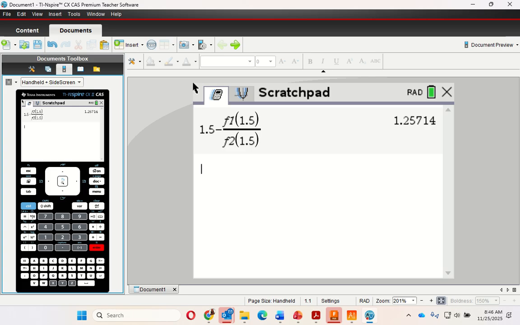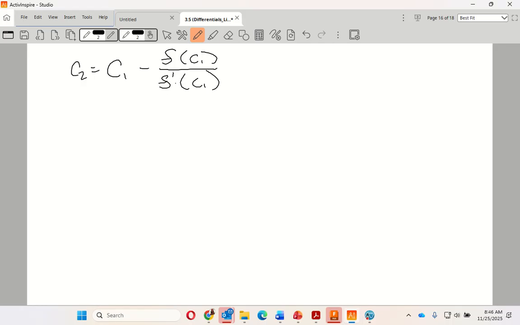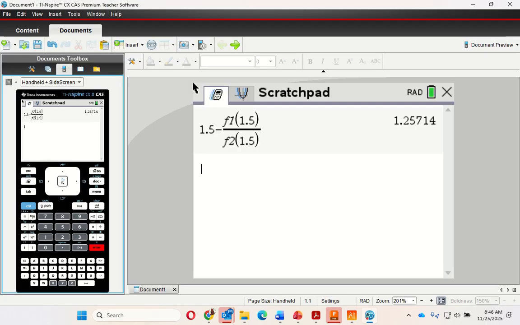Now, this is the answer for what? C2. 1.25714. Hold on. Something like that, right? Did I get it wrong? No? I got it? Okay, so that's my C2, right?